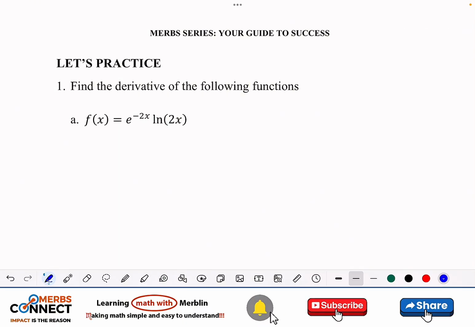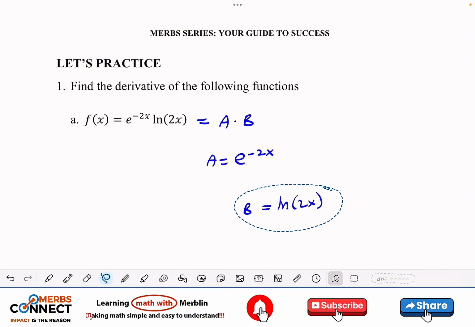Right? So now, as we are moving along, I try to combine what we've learned from the previous video. Looking at this function, we need to use the rule from the previous video, which we were talking about, the product rule. So the first thing that I need to identify here is the product rule. Since it's a product rule, I need to have my a and my b. I'll pick the first function to be a, second function to be b. So a is equal to e to the power minus 2x and b is equal to the natural log of 2x.